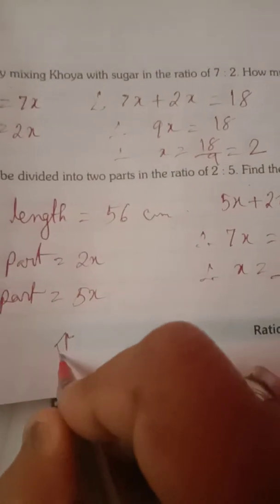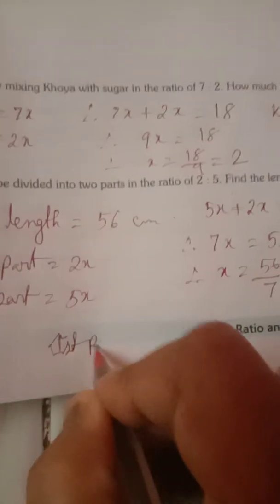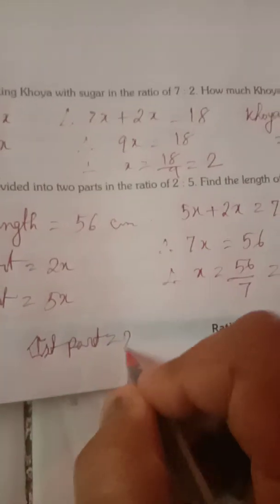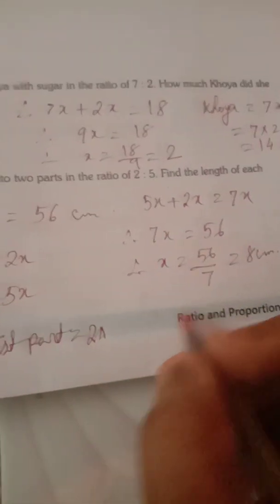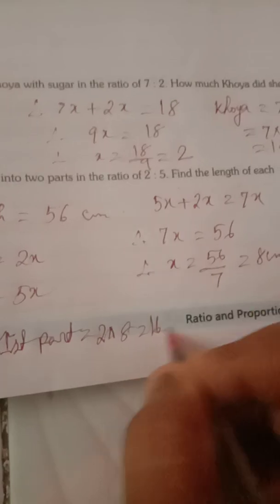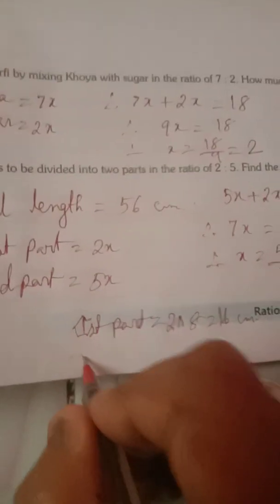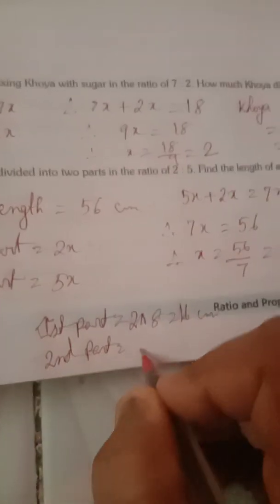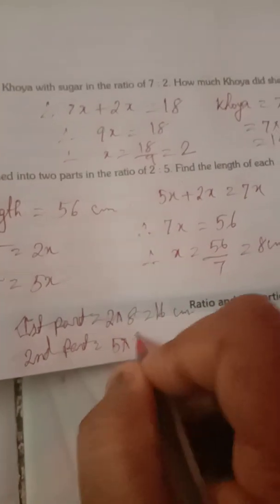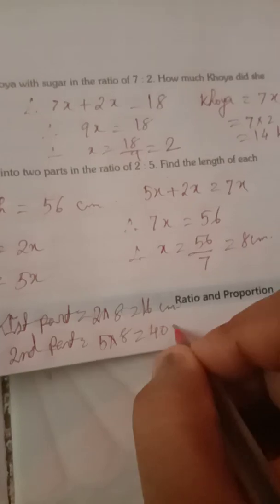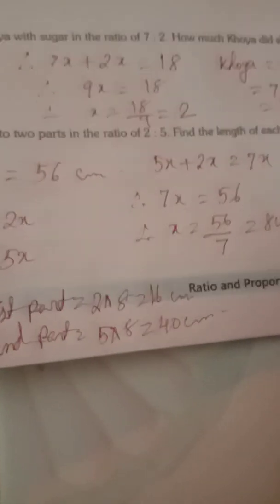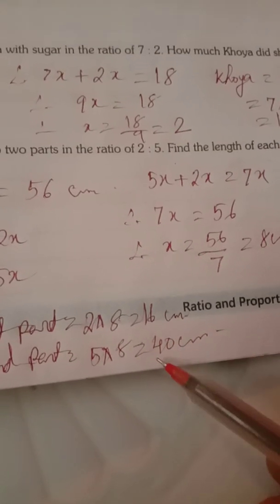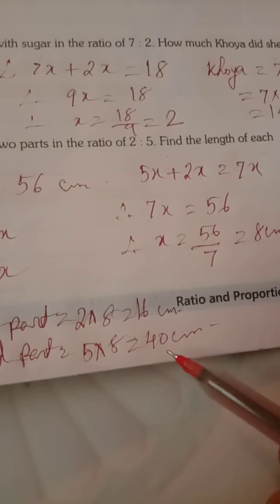So first part equal to 2 multiply 8, that is 16 centimeter. Second part 5 multiply 8, that is 40 centimeter. First part is 16 centimeter and second part is 40 centimeter. Come for the next.